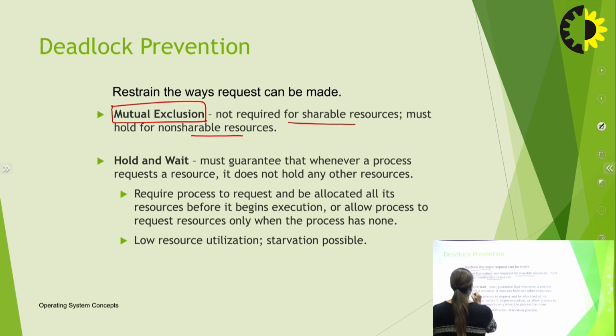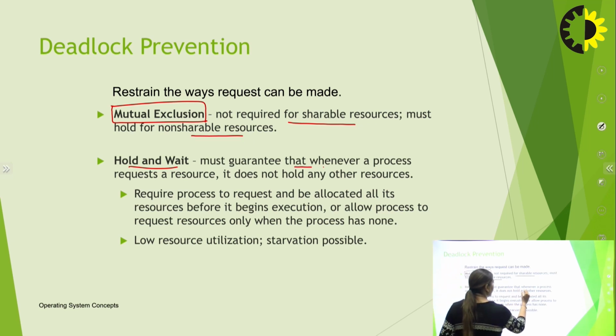Then hold and wait. In hold and wait, the rule was that a process is holding a resource and waiting for some other resource which is held by some other process. So if we want to prevent the deadlock, we have to make this condition false. How?